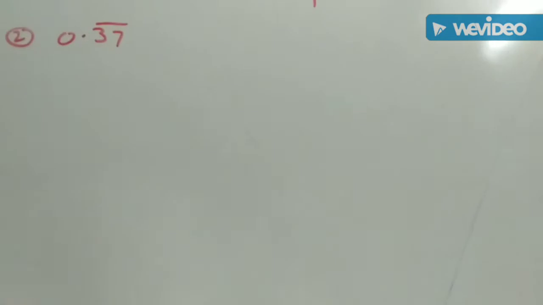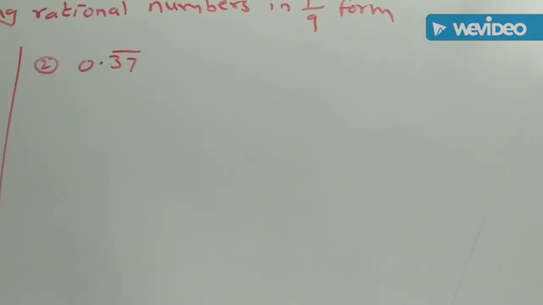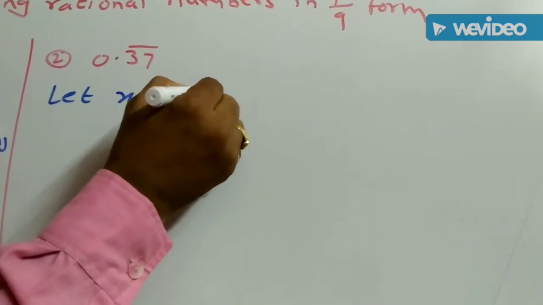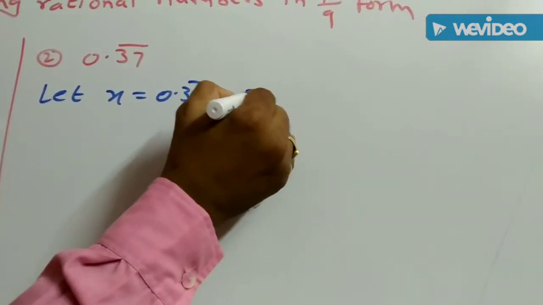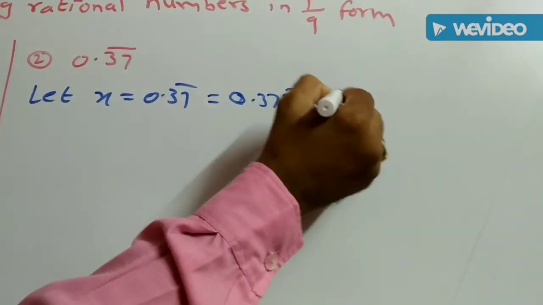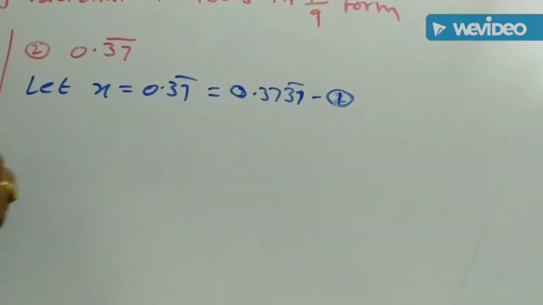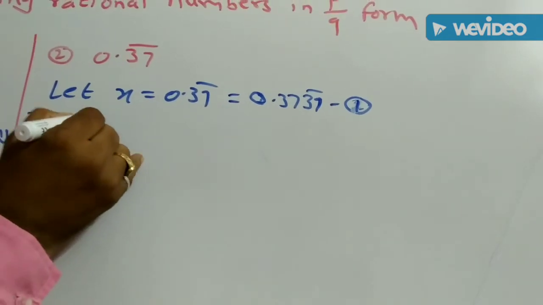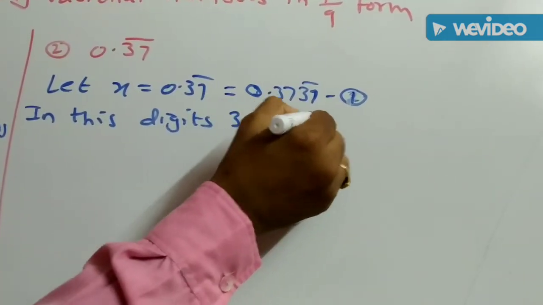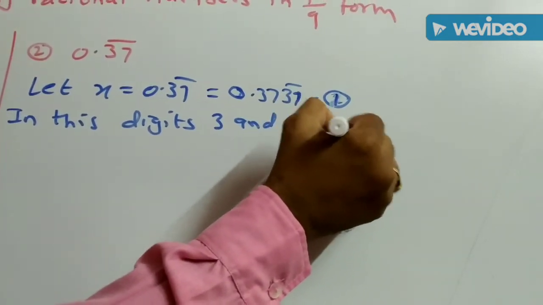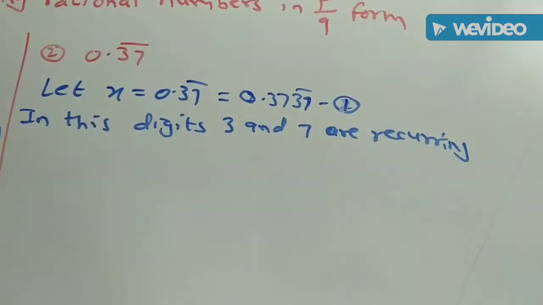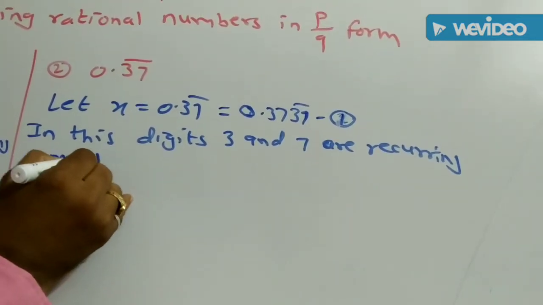Then the second example is 0.37 bar. Therefore again we consider let x is equal to 0.37 bar. It can be written as 0.3737 bar. Both are same, equation number 1. Now in this example, digits 3 and 7 are recurring. 2 digits are recurring, and therefore multiply by 100.